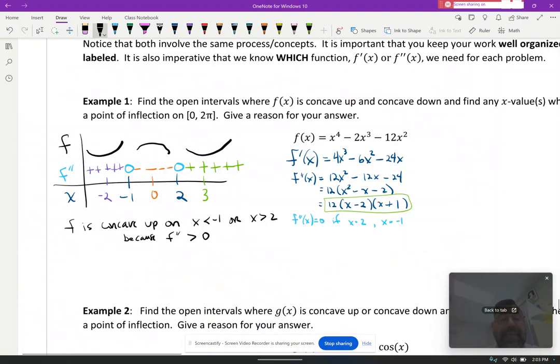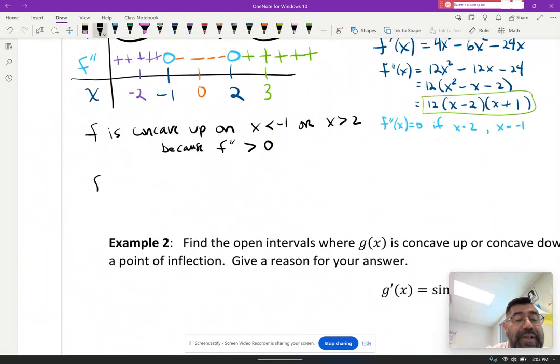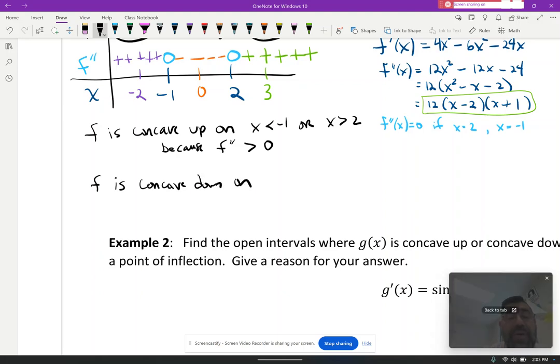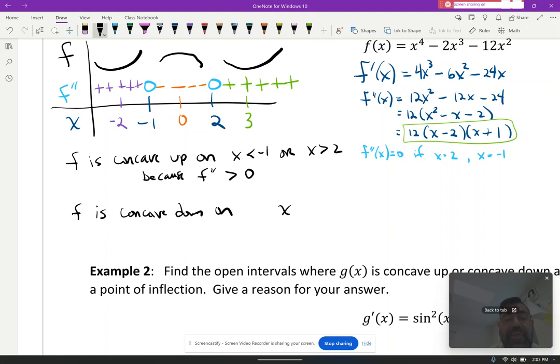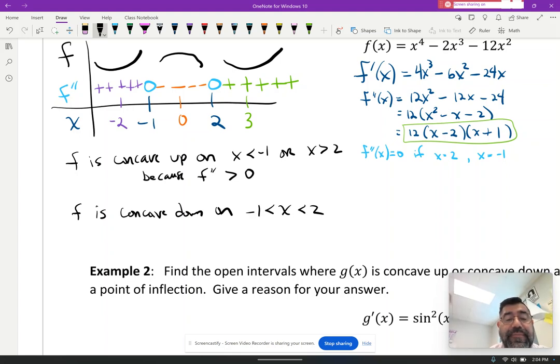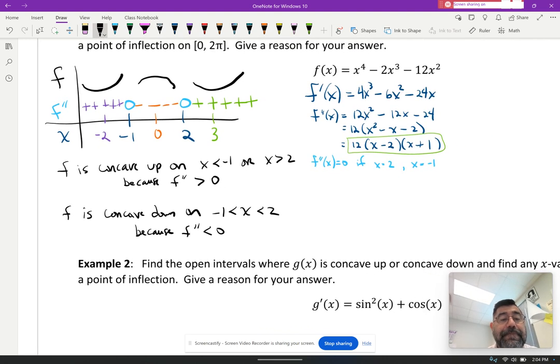Okay, so I got that. When is the function concave down? f of x is concave down on the interval between -1 and 2. So in this interval, it's concave down. How do I know that? Because this is your justification. The second derivative is less than 0. Awesome. So far, so good.